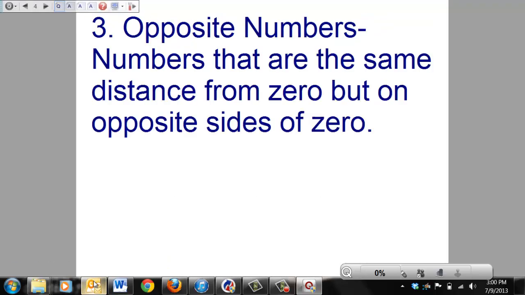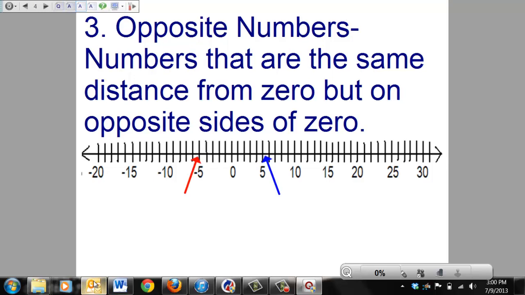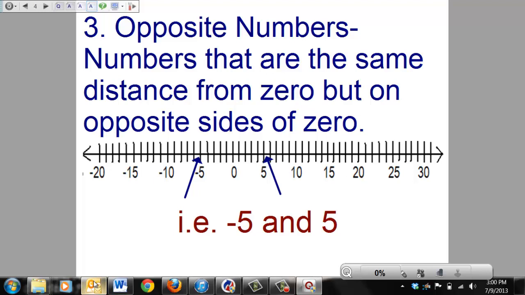Opposite numbers are numbers that are the same distance from 0 but are on opposite sides of 0. You can say you've got 5 and the opposite of 5 is going to be negative 5. They are opposite numbers, 5 and negative 5.